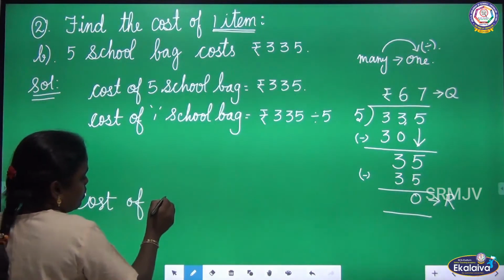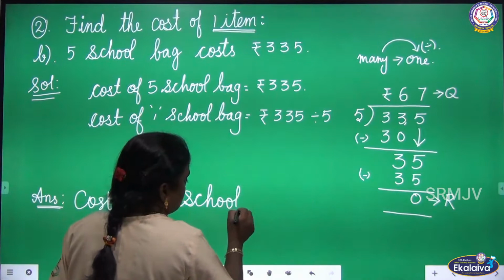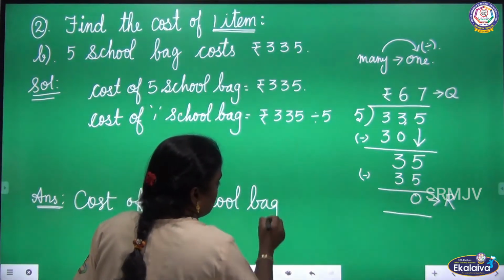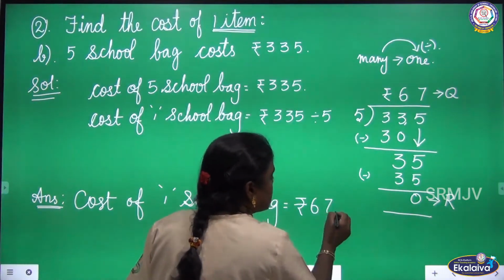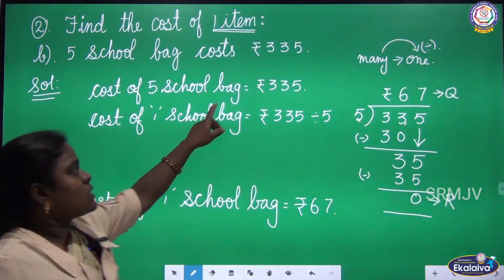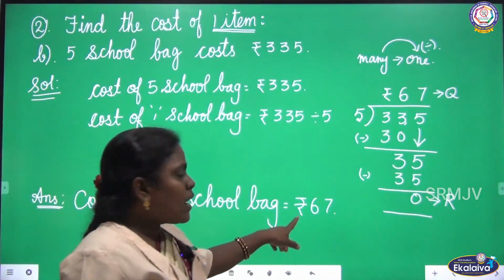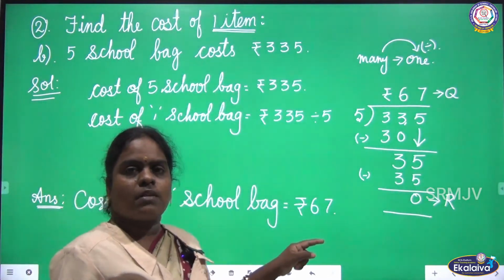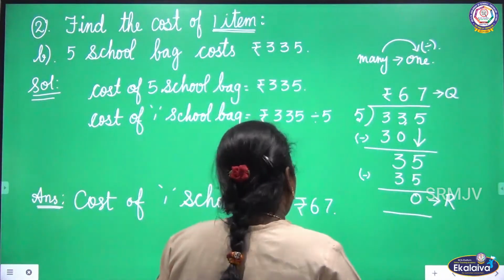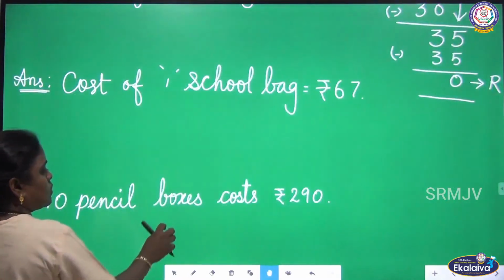Cost of one school bag is rupees 67. Children, in the question only the rupees is given, so I have used the given number and I have written the answer also in rupees. If paise is given, you have to include the paise also. Look at the next question.